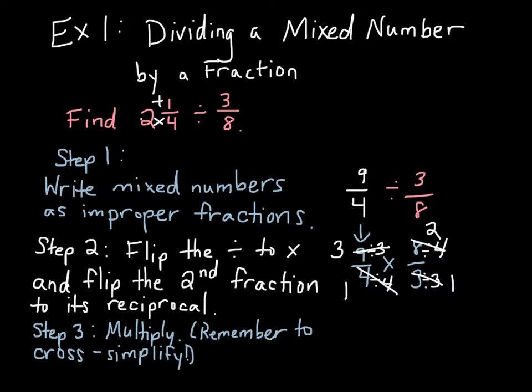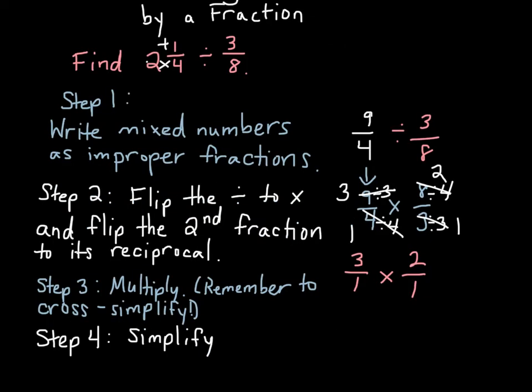And for that next step, once we've cross-simplified, we're just going to rewrite those fractions like we've been practicing. So this one is now 3/1 times 2/1. In our last step, we're going to make sure that we've multiplied after we did all that cross-simplifying and rewriting. So 3 times 2 equals 6, and 1 times 1 equals 1. And then we also have to remember to simplify if it is any kind of improper fraction, and 6/1 is. So that becomes just 6 for our final answer.